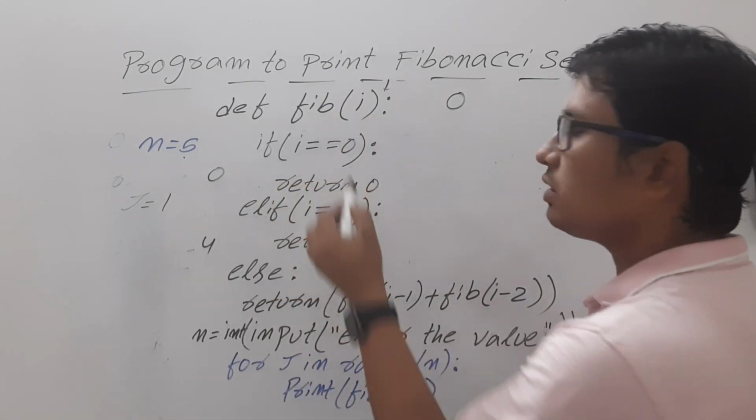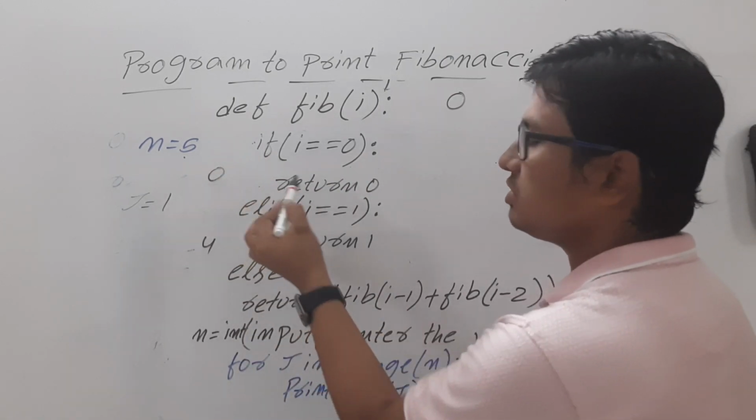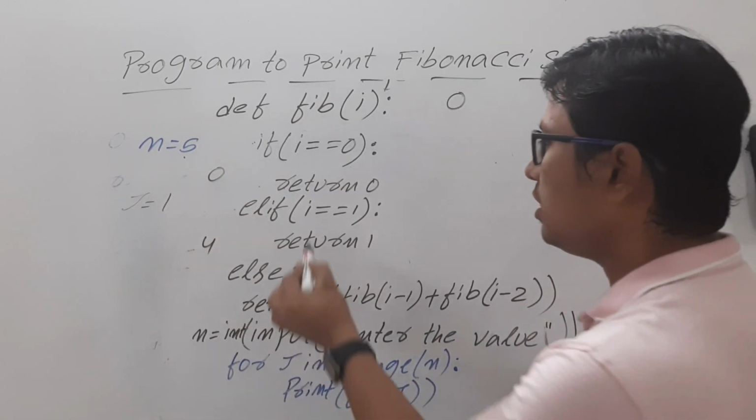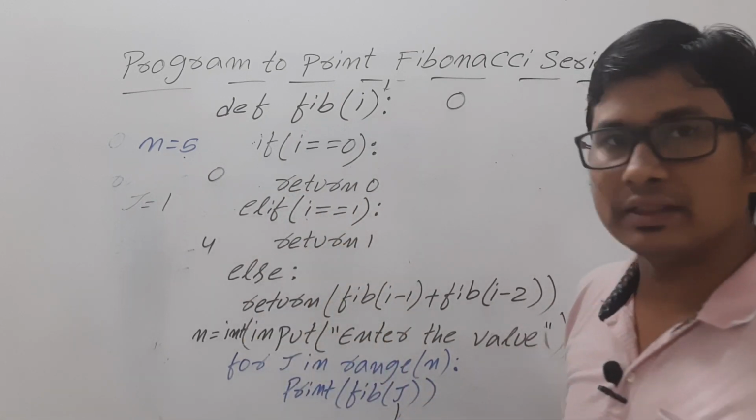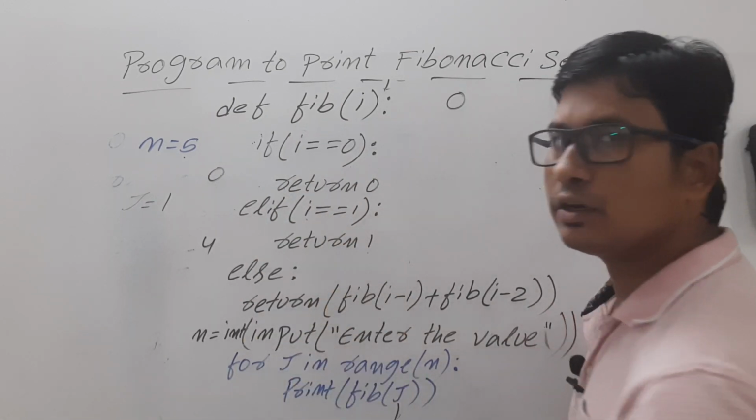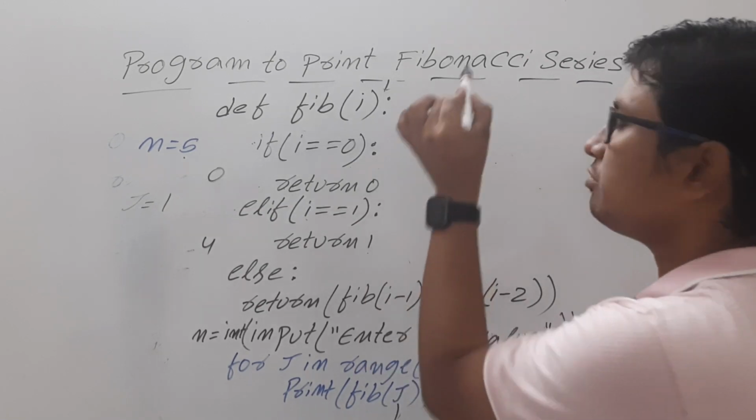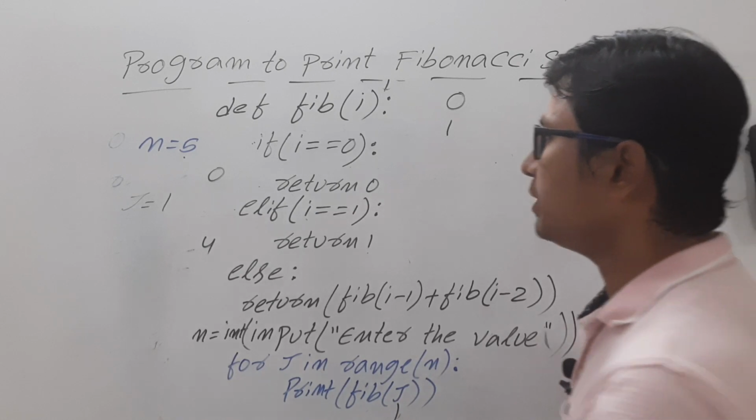So 1 is not equal to 0. So this condition is false. Once this condition is false, this statement will not be executed. It will verify this else if block. 1 is equal to 1. I value is 1. 1 is equal to 1. This condition is true. So it will return 1. So control will come here and it will print. Value 1 will be displayed as an output. Once it came, then j value will become 2.